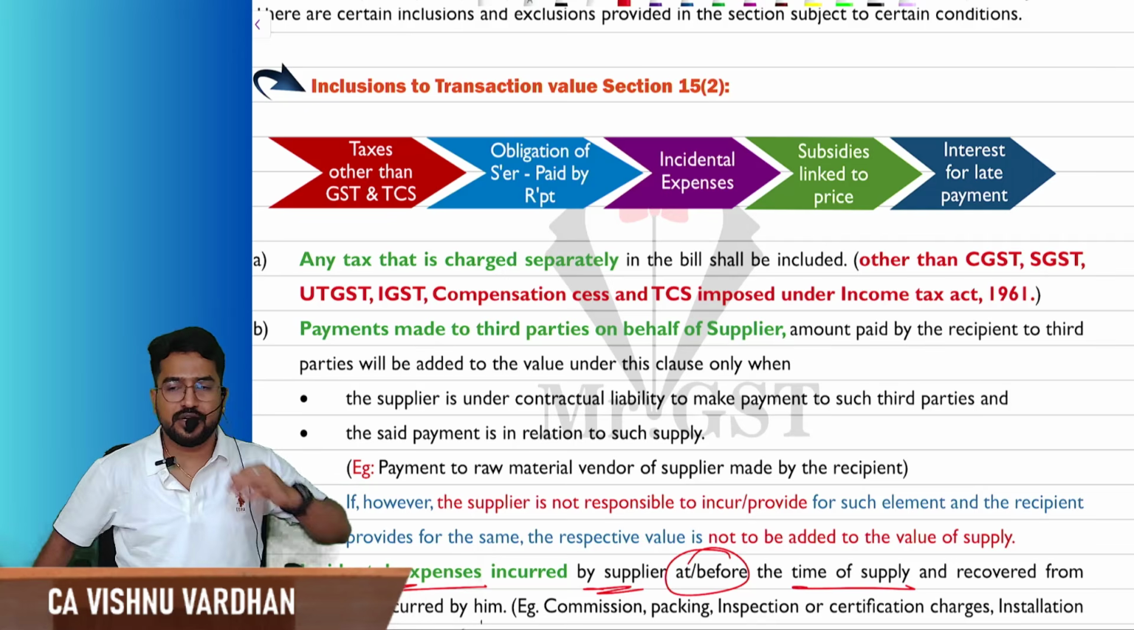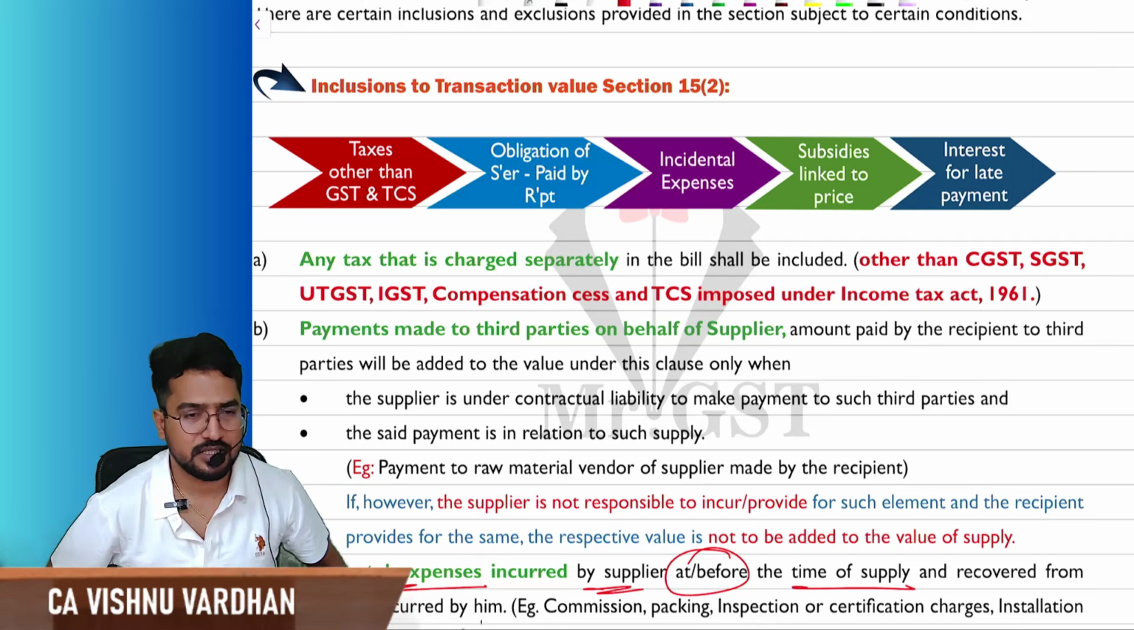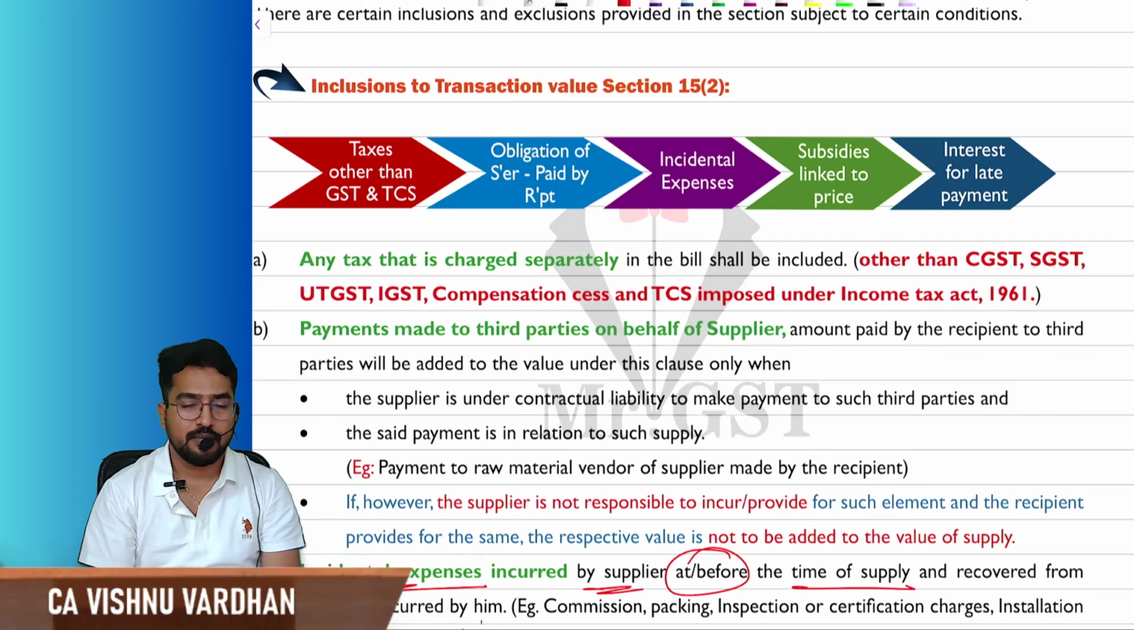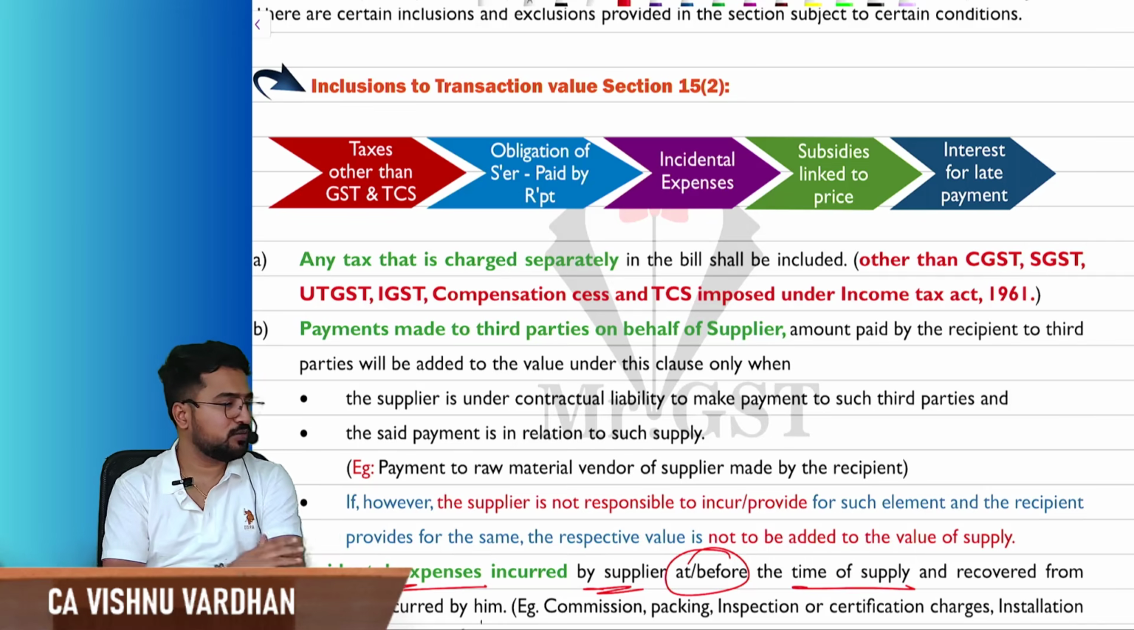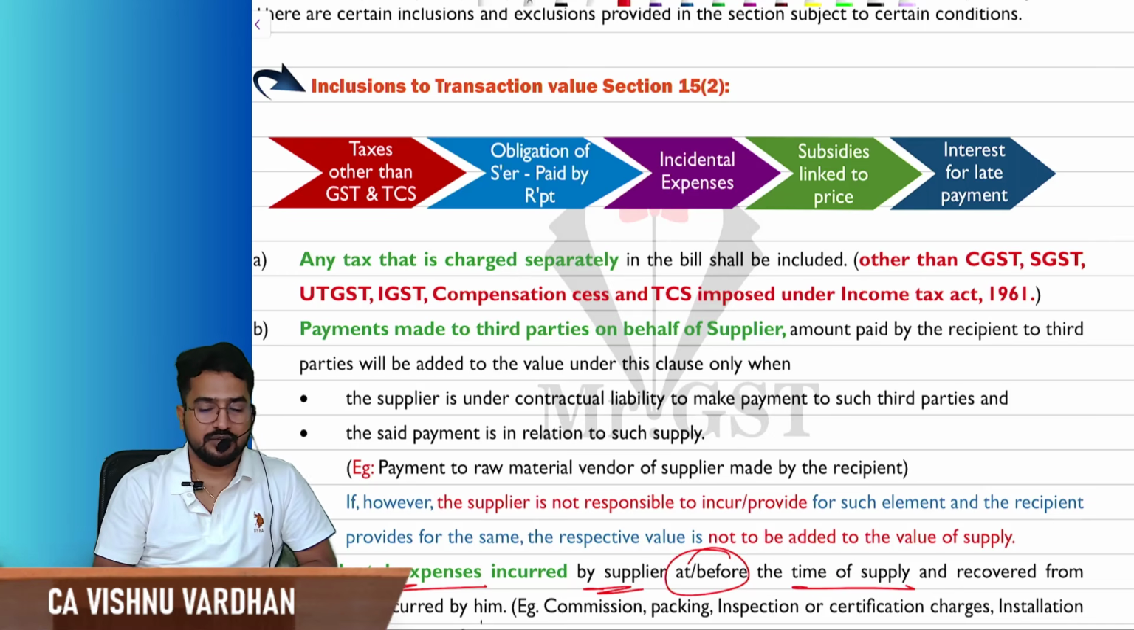Are you understanding the point? So the fourth one, what is the fourth one we have discussed? Subsidies. Subsidy should be directly linked to the price, and it should be received from any person other than central government and state government. Shall we move on? Now, next one. What is the next one? Last one.